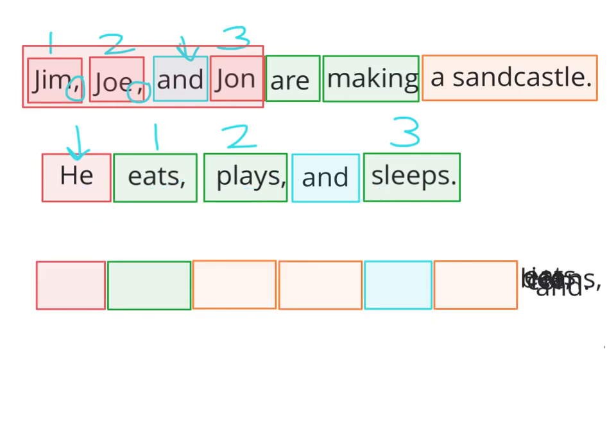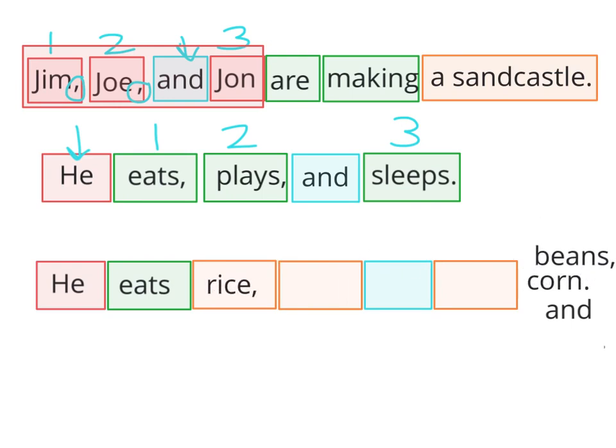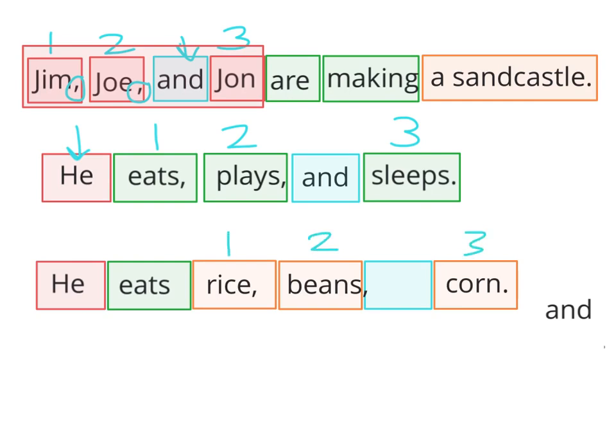Let's look at our next sentence. I wonder who this is about. About a boy, that's he. What does he do? He eats. What does he eat? I see 3 orange boxes. So in this sentence, he is going to eat 3 different things. We say, what does he eat? He eats rice. What else does he eat? He eats beans. What else does he eat? He eats corn. He eats these 3 things: rice, beans, and corn.